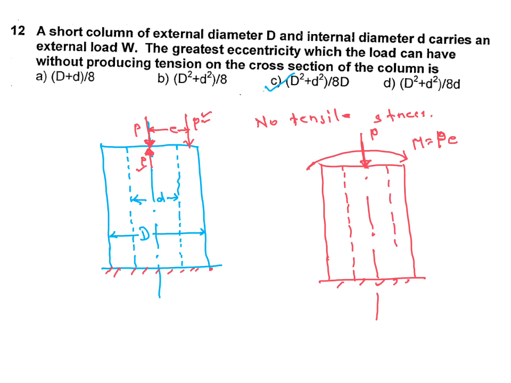Internal diameter small d and external diameter capital D. Here this side the column will bend like this, and this side is compressive. So on this side bending stress is positive and axial compressive stress is negative. Here both are negative. So in this question, no tensile stress, so on the left side only it will come, in this area somewhere. We have to find the value of e, the eccentricity, how much we can give.